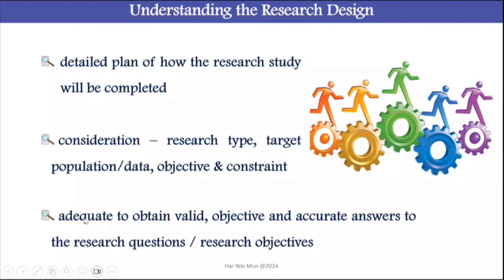Adequate to obtain a valid, objective, and accurate answer to the research question is the objective. So your research design should be able to answer your research objective. To make it simple, assume that you have a very good research issue. What do you mean by a good research issue? It means there is a problem, and this problem is important not only to yourself or your friend, but to your country, your community, or better, to the whole world.